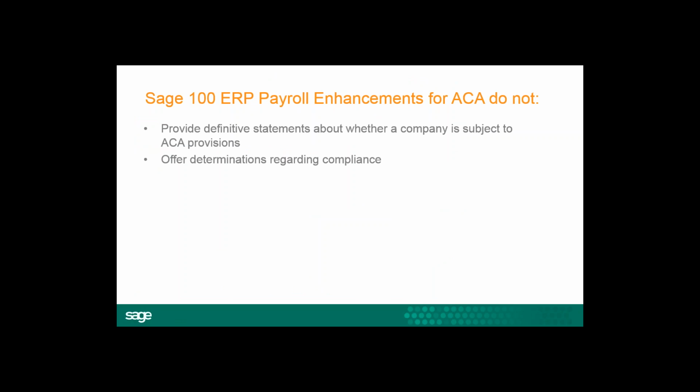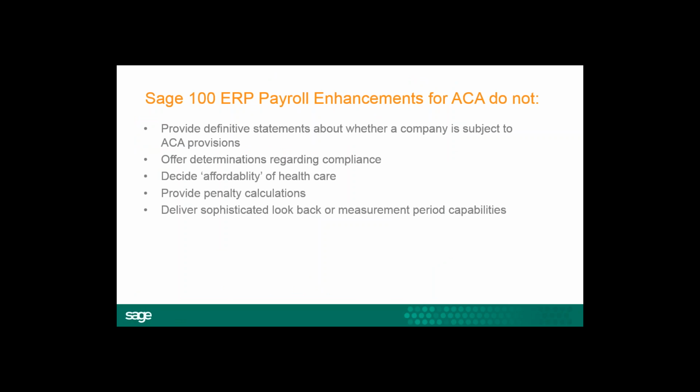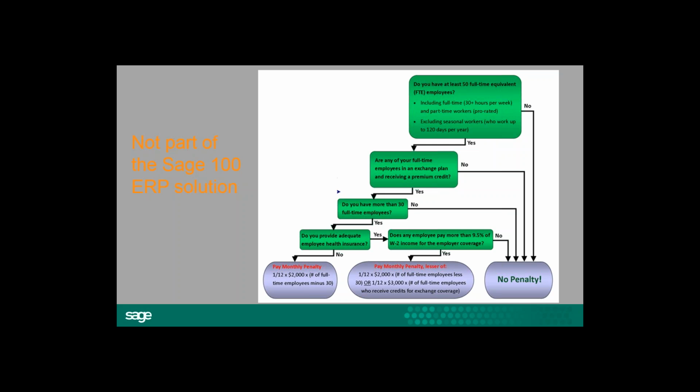All right, so what does the Sage 100 enhancement not do? It does not do the penalty calculations. It doesn't determine whether you're subject to ACA or not. You'll need to talk to your accountant, or if your company is large enough, you will get that information from them. The product in Sage is not a full-service ACA solution that can answer all the legal questions for you. You will need to talk to your accountant, but it will give you the reporting and so on and so forth.